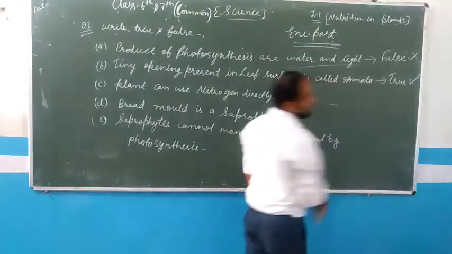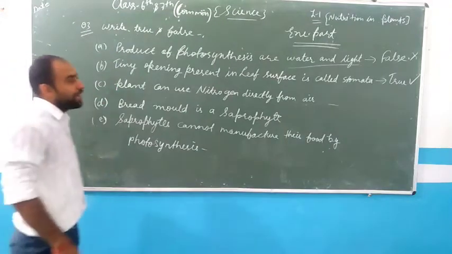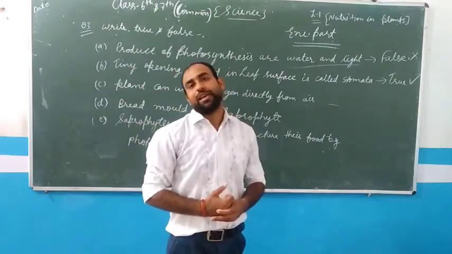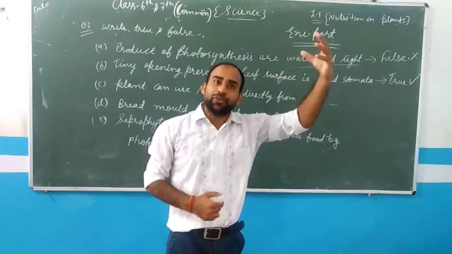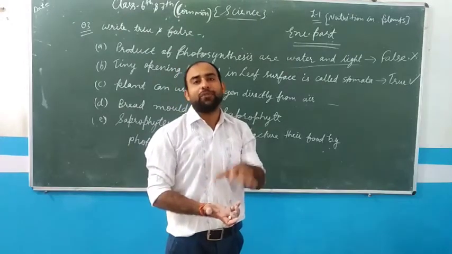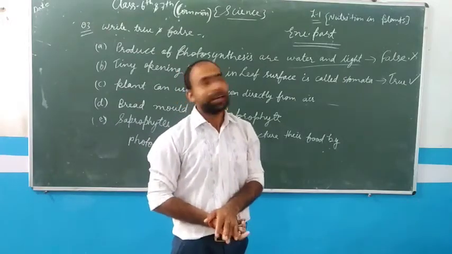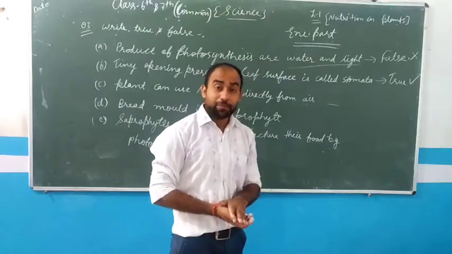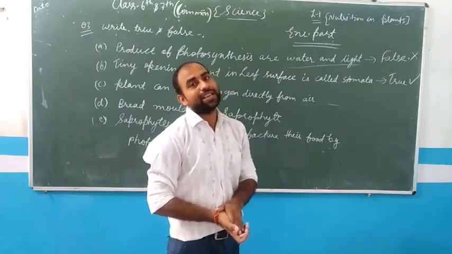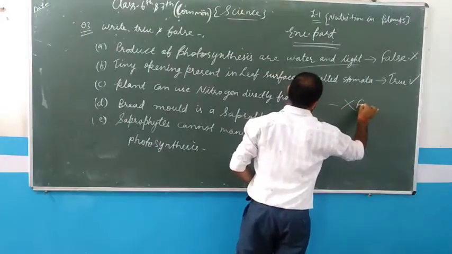Let us read the third question: plants can use nitrogen directly from the air. Means plants can take nitrogen directly from the air? No. I have always told you that atmospheric nitrogen gets fixed into the soil with the help of bacteria, with the help of other plants, and with the help of urea also. So atmospheric nitrogen cannot be used directly by the plant. It is used when it is mixed into the soil. It means false.